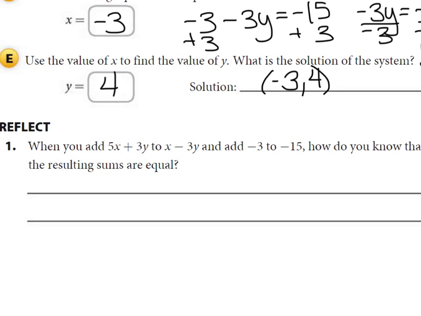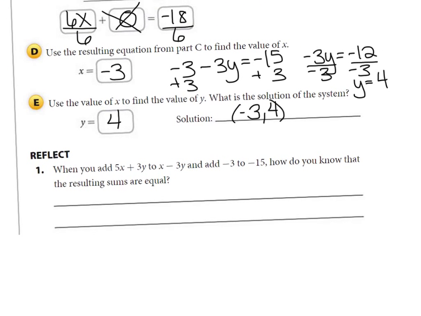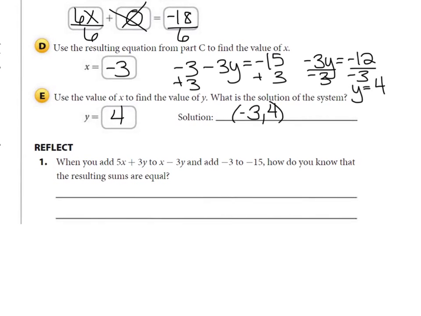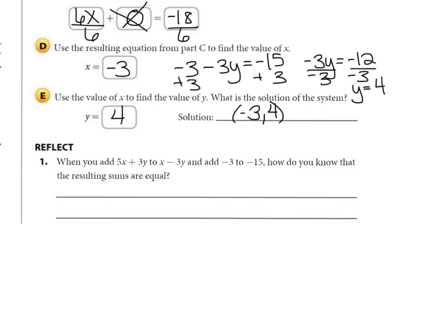Your reflection questions, they said if you add 5x and 3y to x minus 3y and add negative 3 to negative 15, how do you know that the resulting sums are equal? Because you're just rewriting the equations. You're not changing the values.